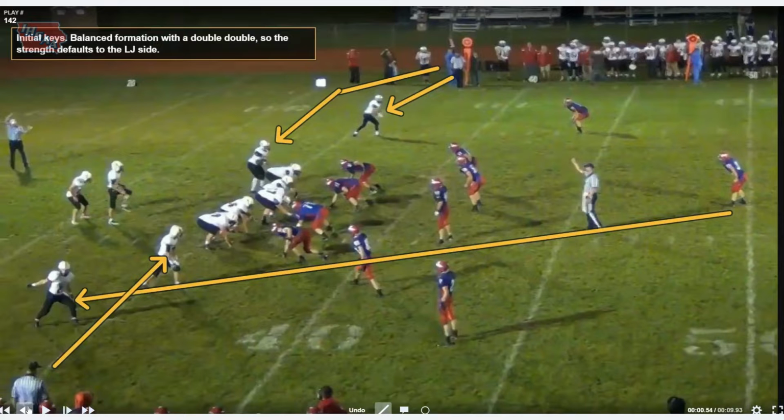Okay, look at this next one. Initial keys. We got the double-double, balanced formation. Double-double means 2 receivers on this side, 2 receivers on that side. And so we know that we have a double-double, that our back judge is going to be on the line judge's side, wide guy. Line judge has the inside guy. And the head line judge needs to know that the back judge is on that side, because that tells him, hey, I got both these guys I have to watch.